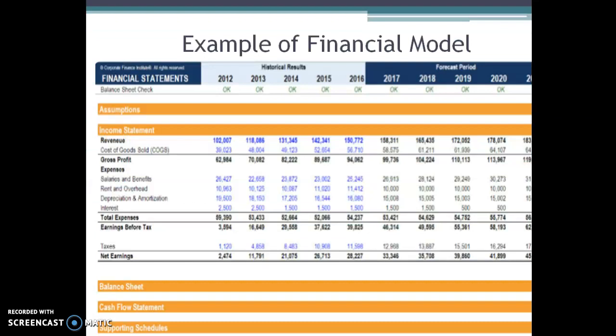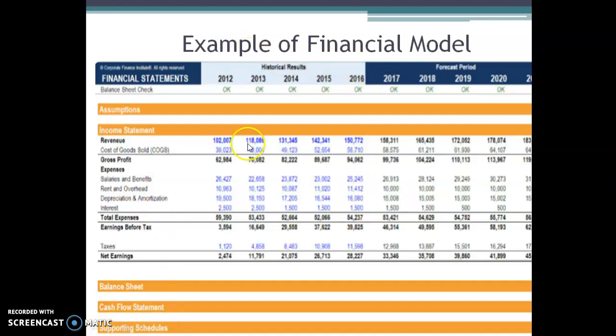So this is an example of a financial model, how the financial model looks like. As you could see over here, this model is divided into three parts. The first part is about the important content of the financial model, like here the assumptions are mentioned, then the income statement, then there is a balance sheet, right? And then there's a cash flow statement and various supporting schedules.